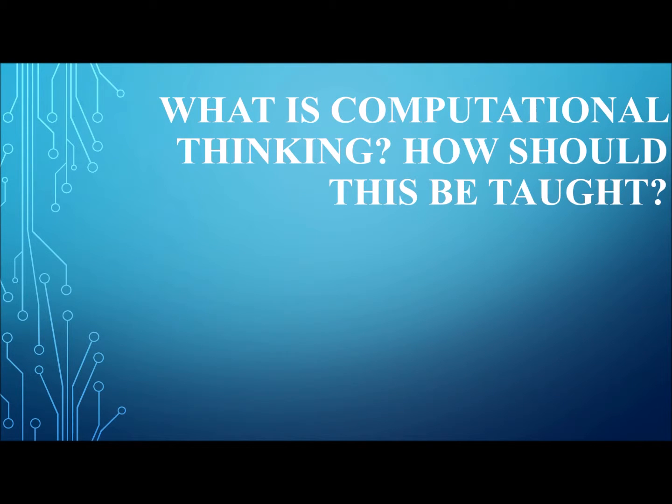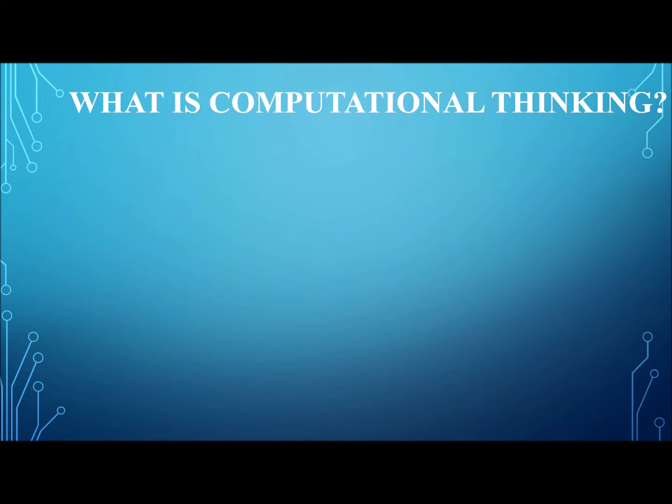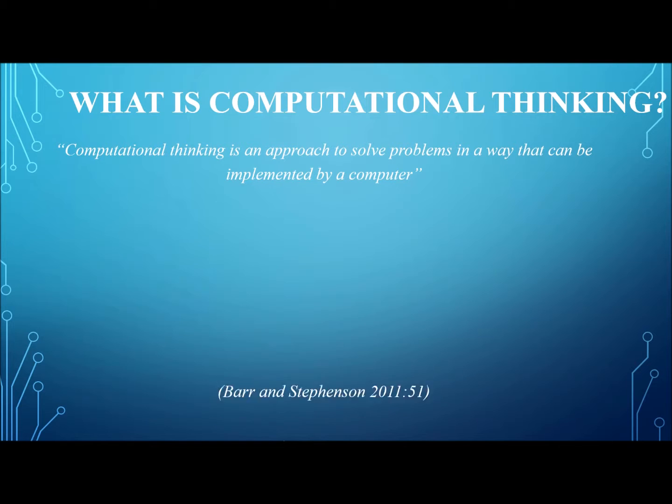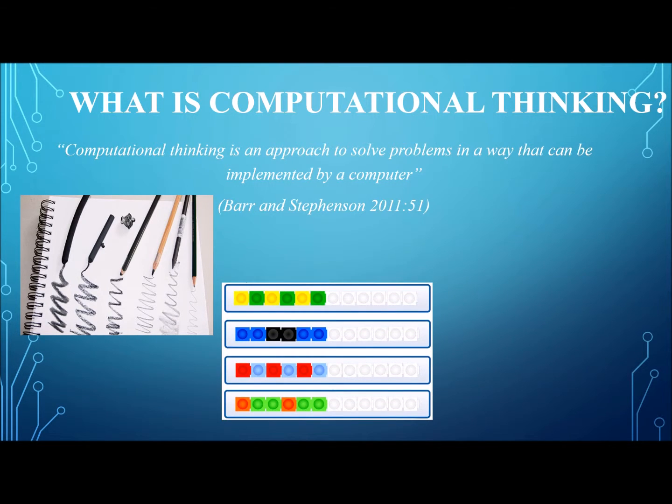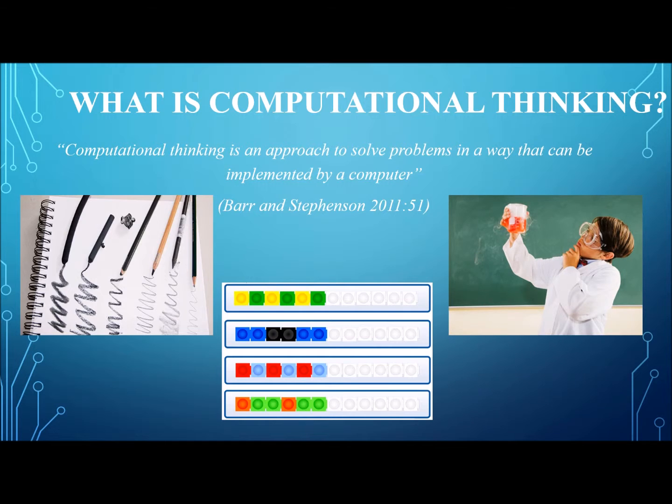What is computational thinking and how should this be taught? By Hannah Lockie. Computational thinking is an approach to solve problems in a way that can be implemented by a computer. Considering this, it is important to remember that children can use computational thinking continuously throughout their learning across the curriculum and outside of school, such as using algorithms in art to decide what resources to use, spotting repeated patterns in maths, and making predictions in science.